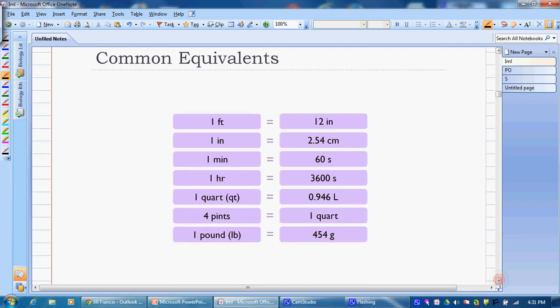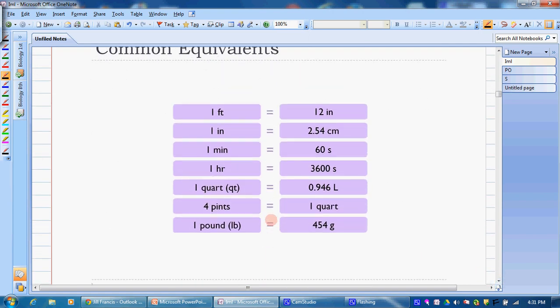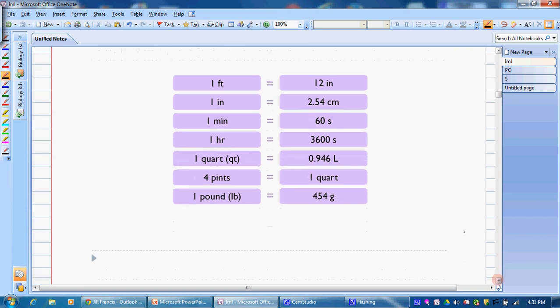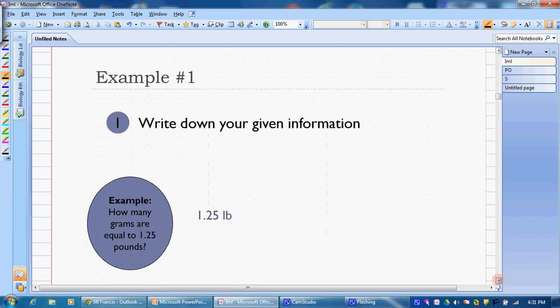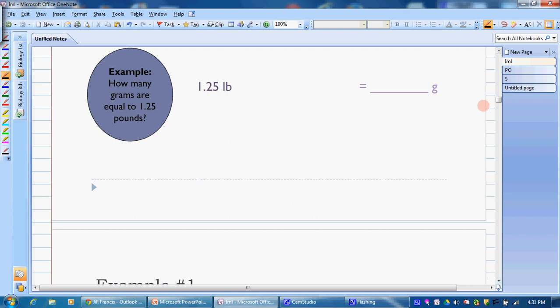These are just common equivalents. Most of the time we're not going to convert from English to metric. We're just going to do metric to metric. But these are a few you might need to refer to at some point. So we write down our given information here.